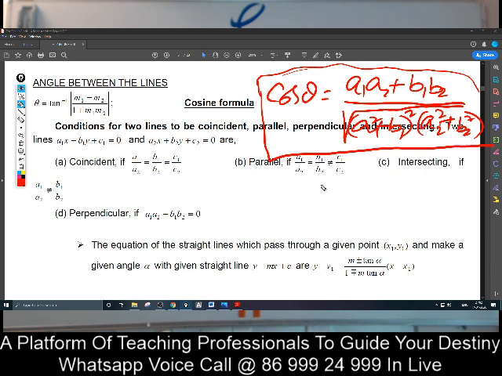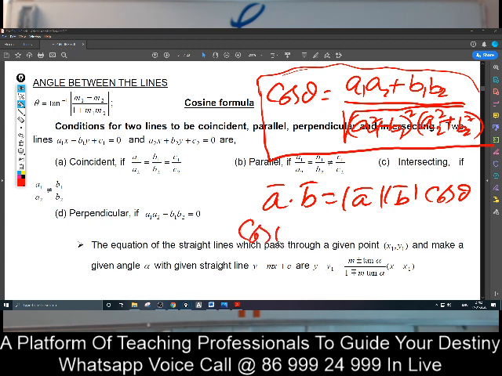And in vectors, how do you get it? It is nothing but a bar dot b bar. What is a bar dot b bar in vectors? Mod a bar, mod b bar, cos theta. So cos theta is nothing but a bar dot b bar by mod a bar into mod b bar. This is the formula, please, in vector algebra.